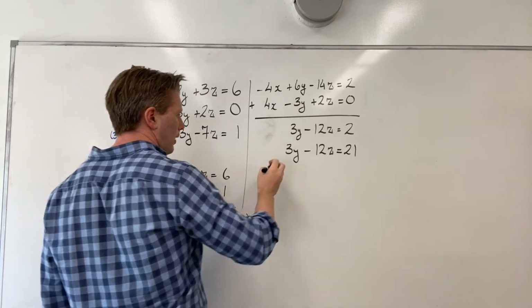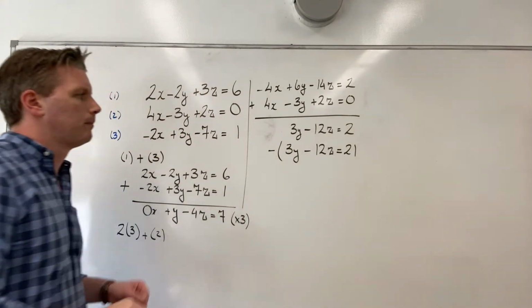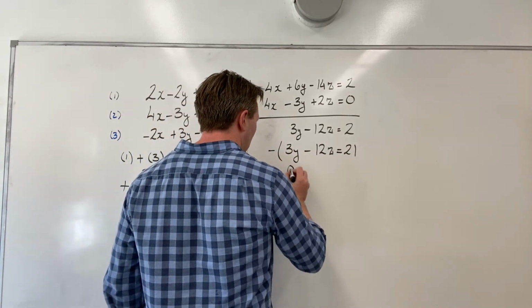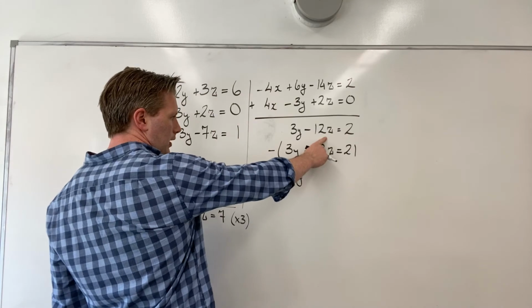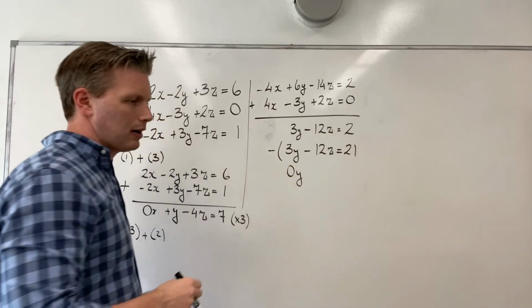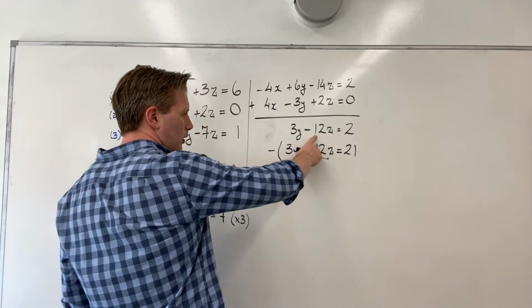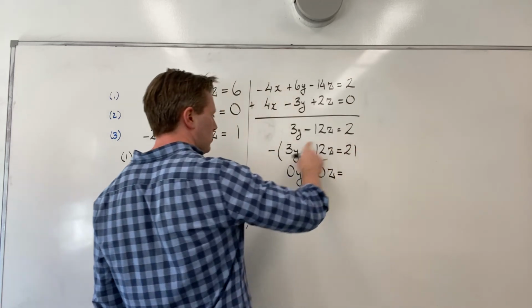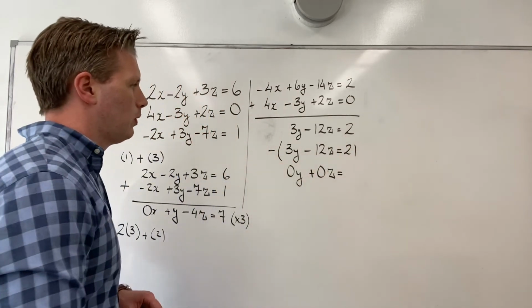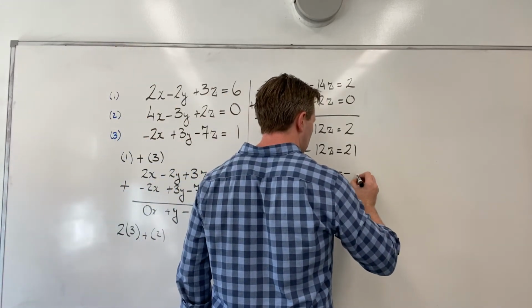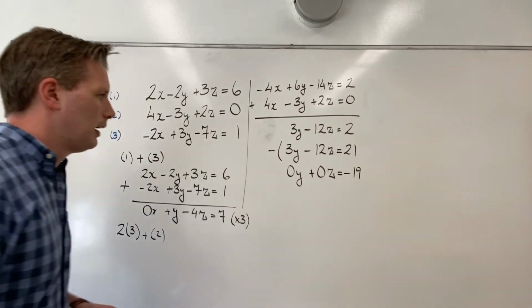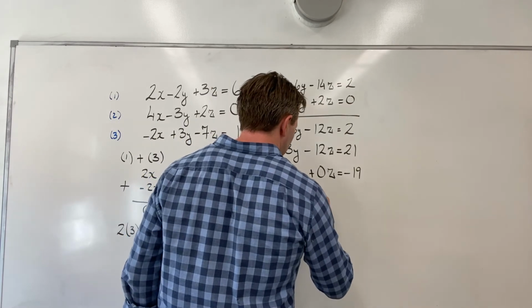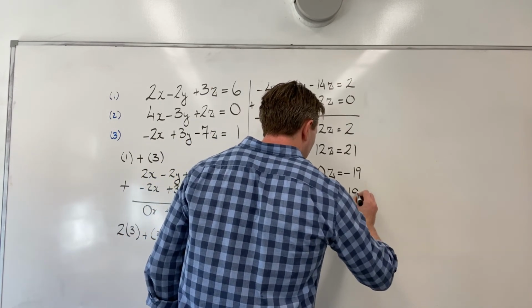I have 3y and 3y, so I'm going to subtract them, and my y's will cancel. 3y minus 3y gives me 0y. Negative 12z minus times a minus. Don't forget that. Be careful, that's a plus. Minus times minus is a plus. So minus 12z plus 12z is plus 0z is equal to 2 minus 21, which is negative 19. On the left-hand side, I have 0y plus 0z, so that's just 0 is equal to negative 19.